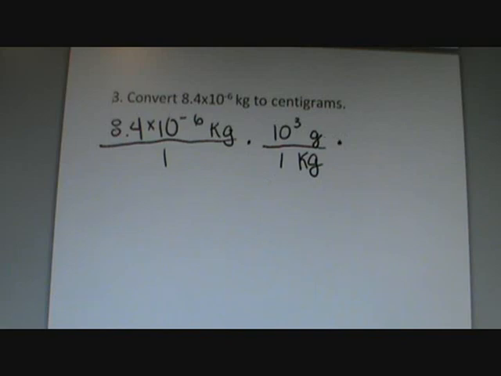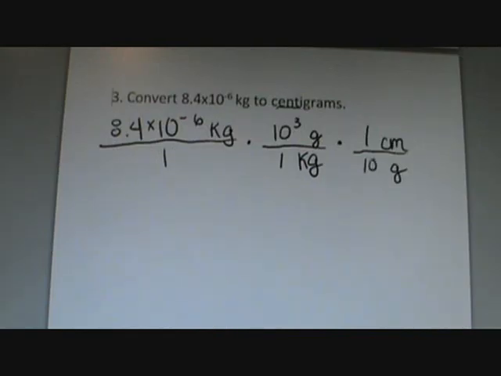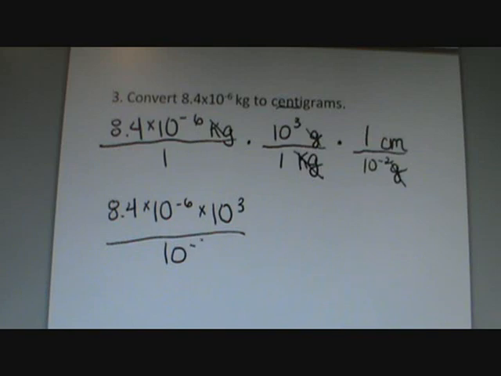But we don't want to end up with just grams. We want to go all the way to centigrams. So we want to cancel out the grams and move on to centigrams. We're going to put 1 with our prefix, come back to our table, see that centigrams is 10 to the negative second, and then we can multiply through. Our kilograms cancel, our grams cancel, so we'll have 8.4 times 10 to the negative second times 10 to the third over 10 to the negative second.